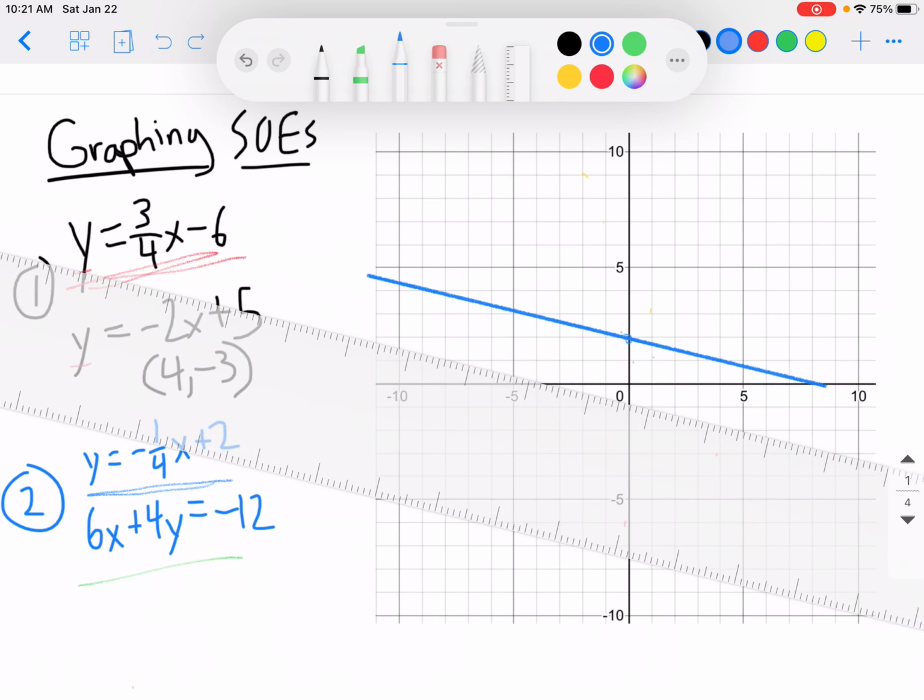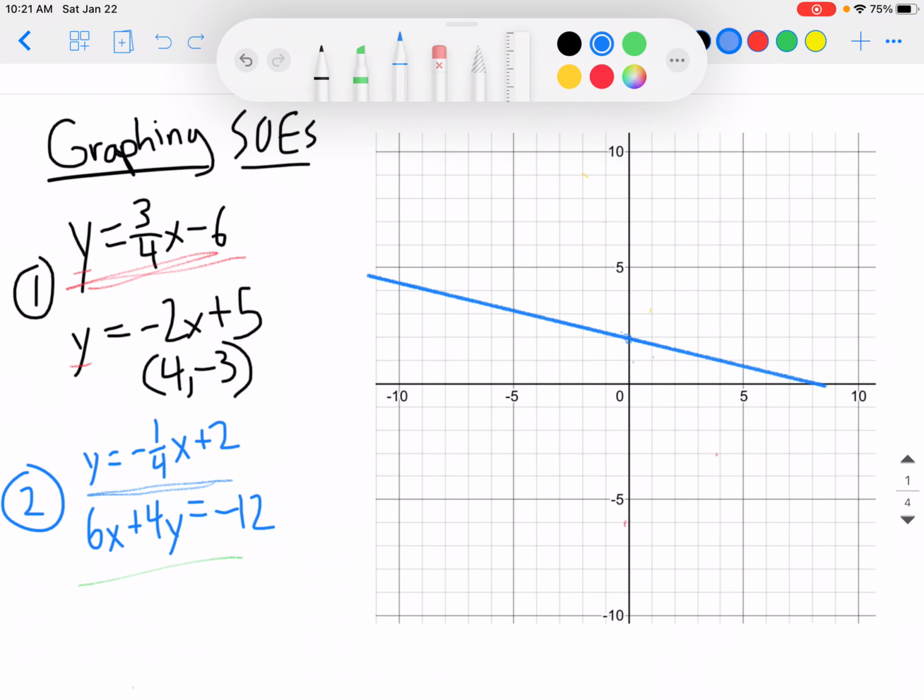Cool. All right, let me get rid of the ruler. And now in the green, I'm going to graph this one. Now here, it's non-slope-intercept form. So what I'm going to do is use my intercept method where I go x, y, 0, 0. When I let x equal 0, that disappears. And so I'm looking at the equation 4y equals -12. As a result, y is going to be -3. When I let y be 0 here, that disappears. And I have 6x equals -12, meaning x has to be -2.